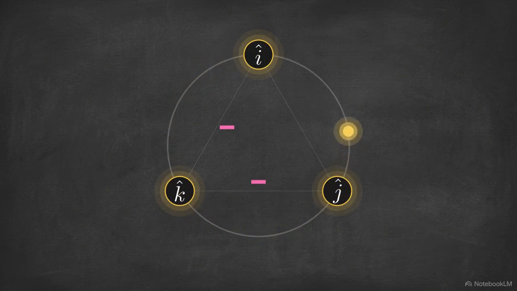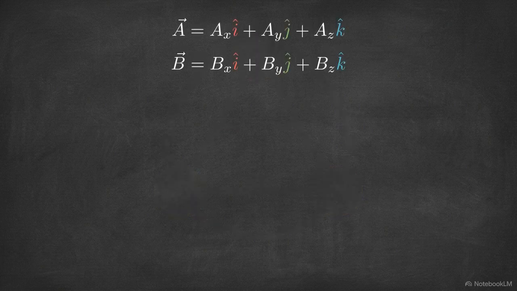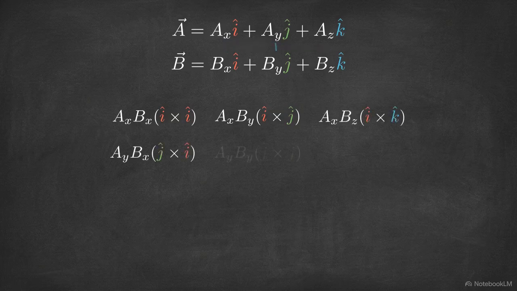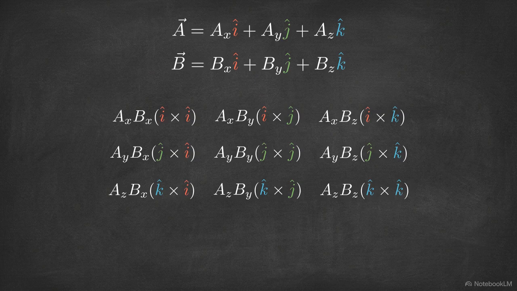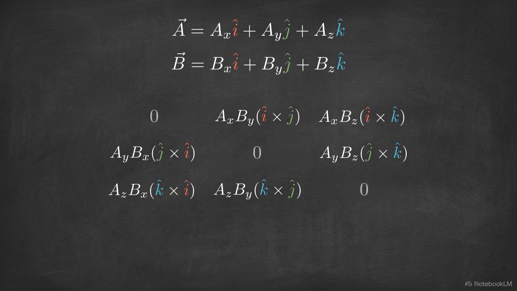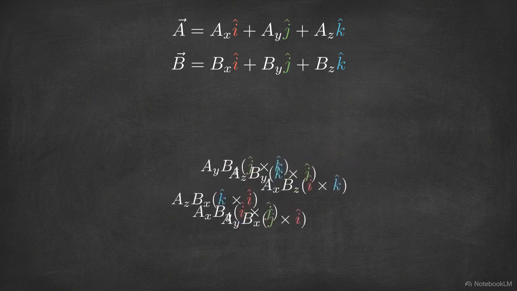To multiply two 3D vectors algebraically, we must apply the distributive property, multiplying every component of A by every component of B. This expansion produces 9 distinct spatial interactions. However, our rule for parallel vectors immediately streamlines the math. Since i cross i, j cross j, and k cross k all result in 0, we can strike 3 of those 9 terms from the calculation entirely.